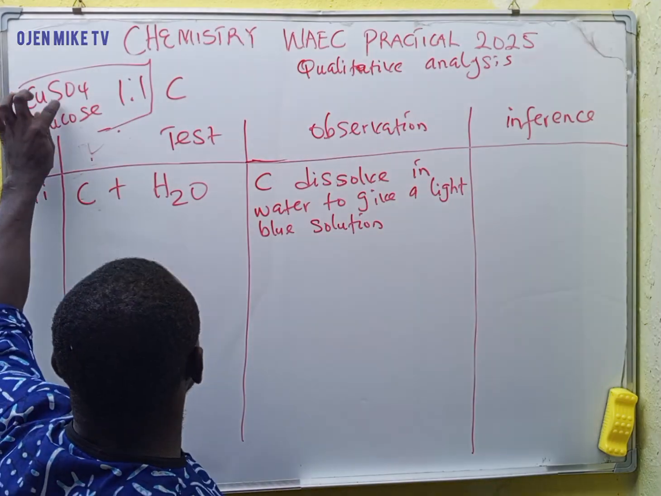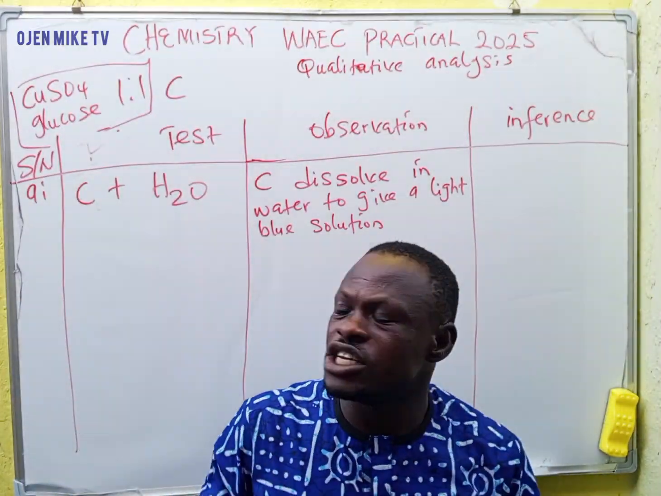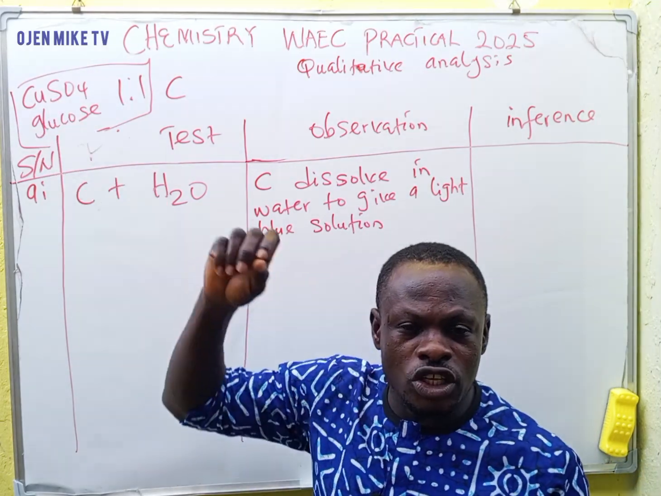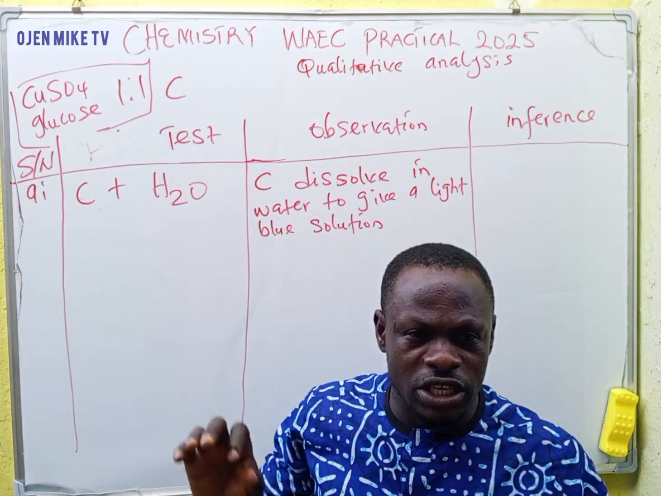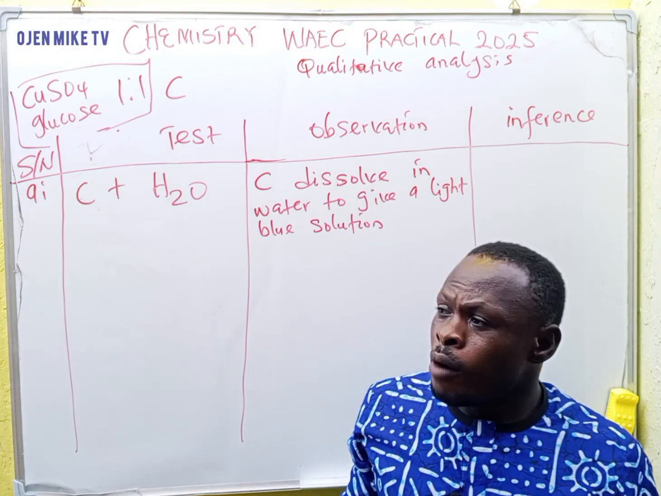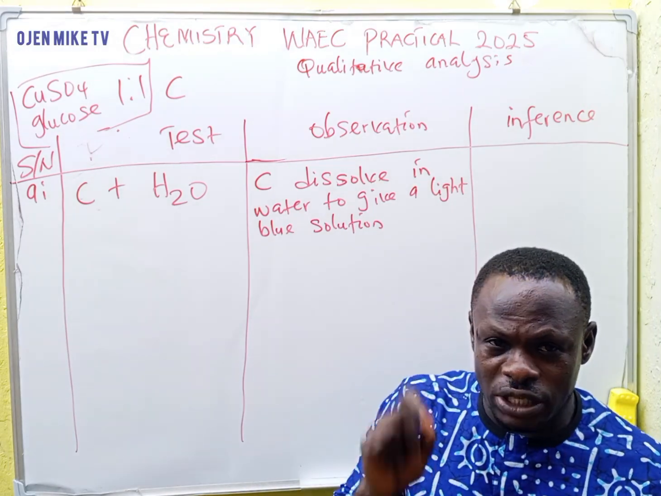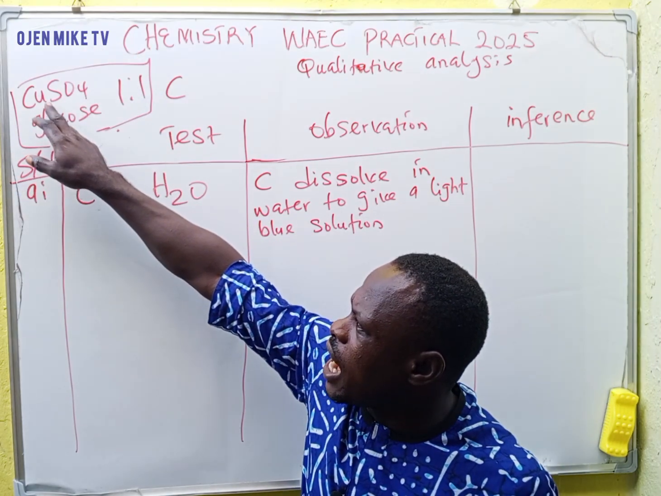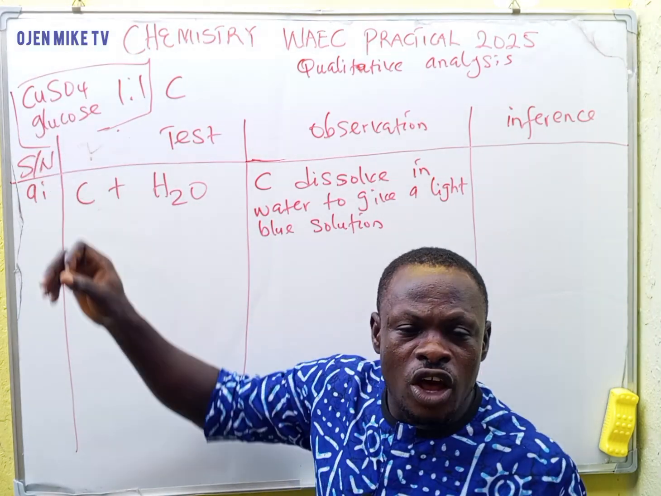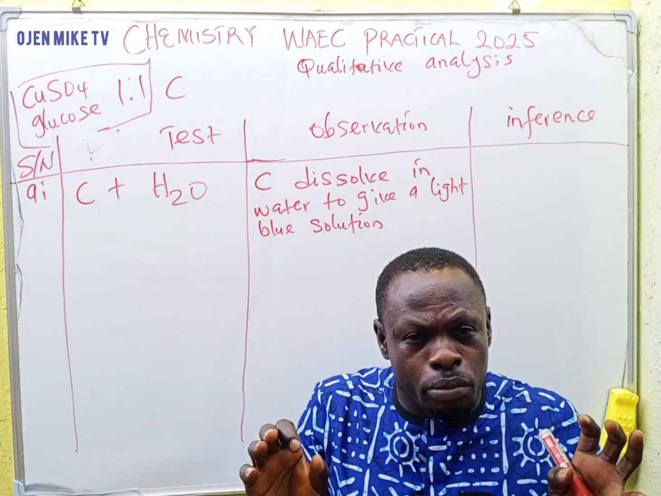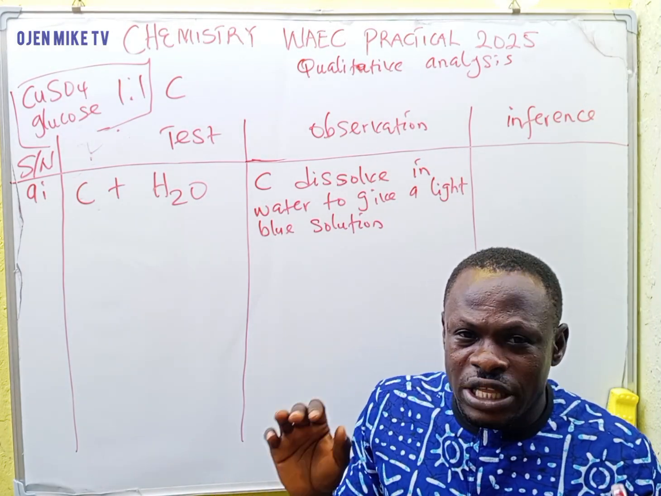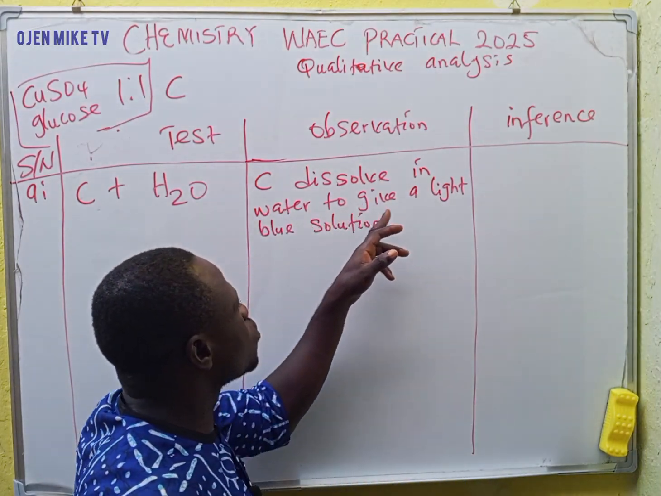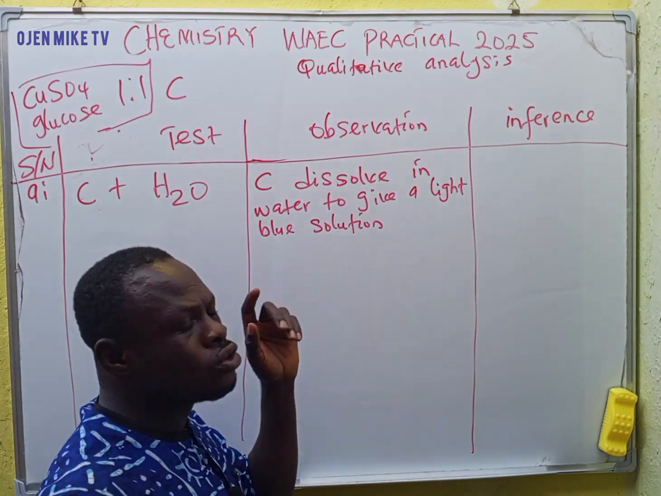Why? Because this is anhydrous salt. Anhydrous salt is a salt that does not contain water. But you see this copper sulfate, the anhydrous form of it is white. Do you get that? It's white. But anytime it comes in contact with water, it turns blue. So when you mix glucose and this anhydrous sulfate, you now dissolve in water, you see a blue color coming out, a light blue color. That is why in your observation you are going to report C dissolves in water to give a light blue solution.